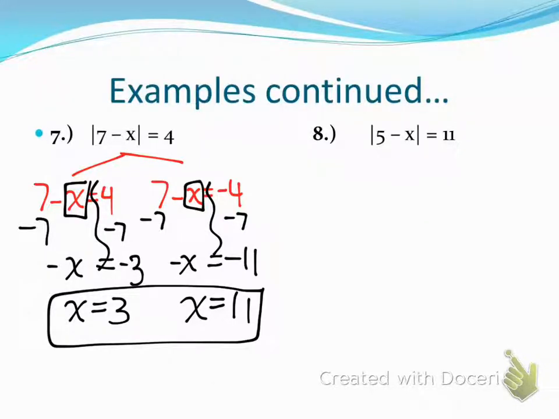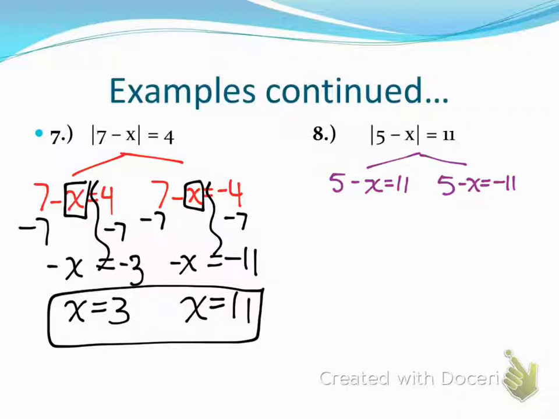On number 8, do we have any new volunteers to tell me what they split this into? I'm only seeing old volunteers. While I appreciate you, I want some new ones. Kion. 5 minus x equals 11. Wonderful. Nevaeh, what was the other one? 5 minus x equals -11. Very good. We gotta split them up into 2 problems.